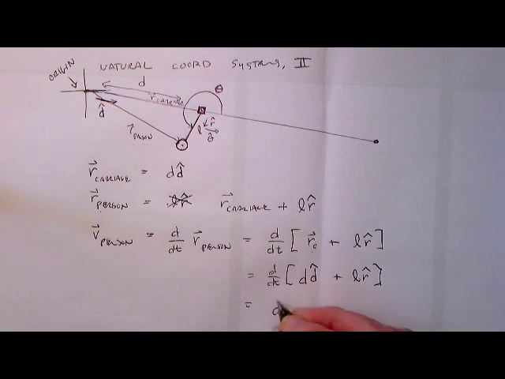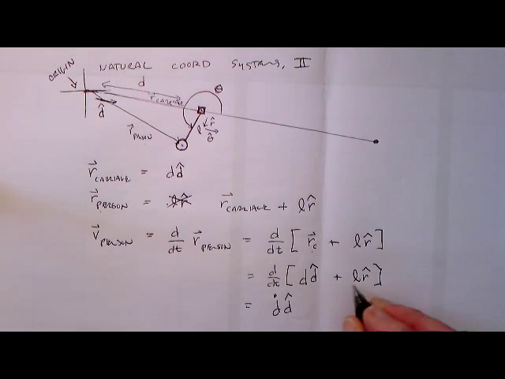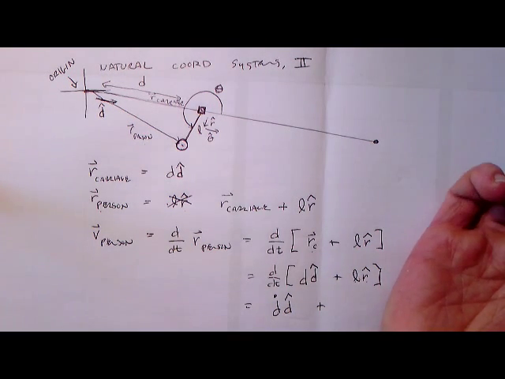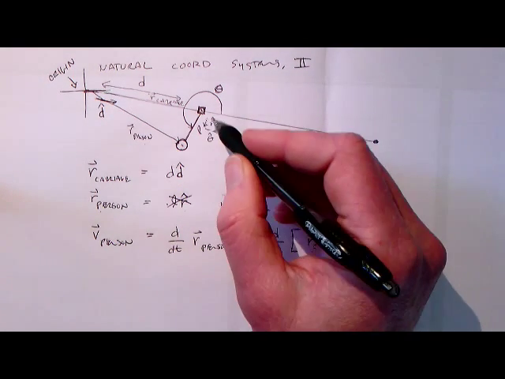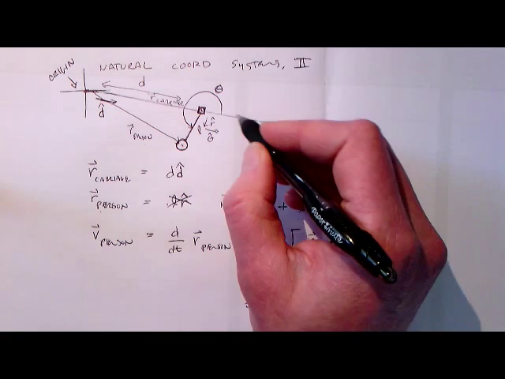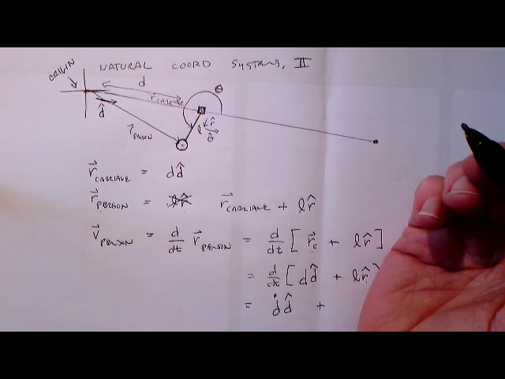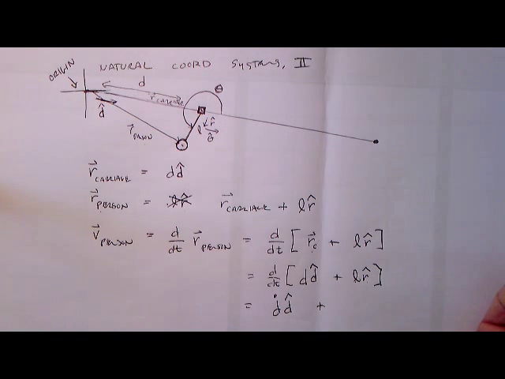So we get d dot times d hat, which is how fast the carriage is moving, plus d by dt of L times r hat. Well, r hat is still a polar type of definition. It will have a component that has to do with how much is in the d hat direction, and also a component in the direction perpendicular to d hat. But all of the derivation that I've done previously for polar still applies, so I can immediately write L times theta dot times theta hat.